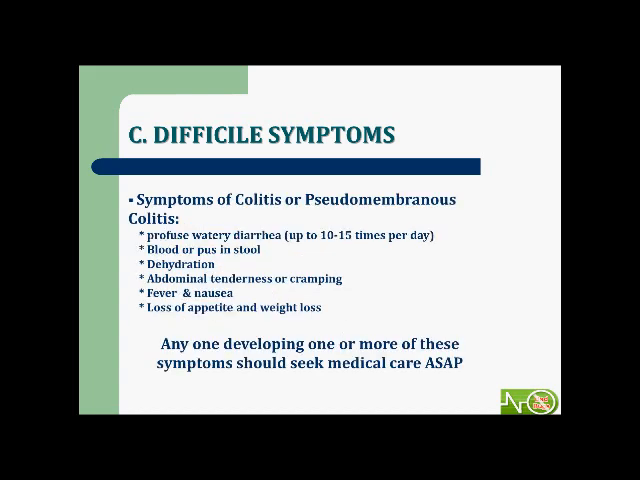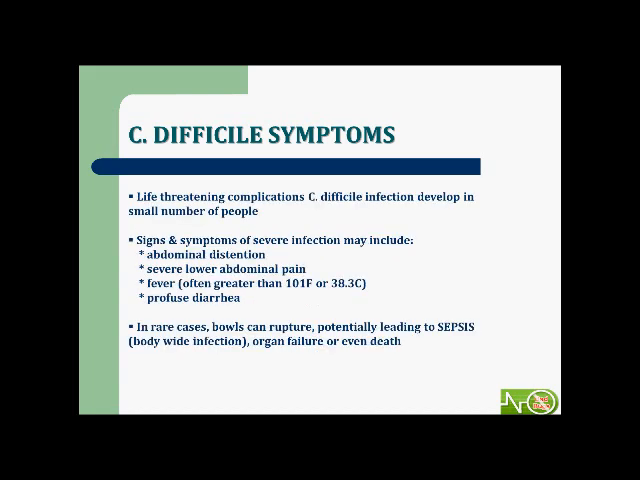In pseudomembranous colitis, the diarrhea can be up to 15 times to 20 times too, and also it is bloody with pus in the stool and dehydration and fever, loss of appetite. At which point staying at home might not be the greatest thing to do, and medical care has to be sought as soon as possible. People can have life-threatening problems, including abdominal distension, abdominal perforation, and potentially leading to severe sepsis with organ failure and even death.